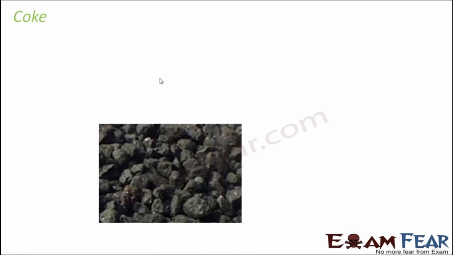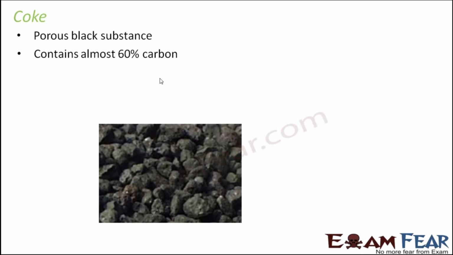And the last one is coke. Coke is the porous black substance which is left as a residue after all the coal is burnt. It is almost a pure form of carbon, because it contains almost 60% carbon, which is a very big percentage. It is used in the manufacturing of steel, because during the process of steel manufacturing, it is used as a reducing agent. In fact, you would be surprised to know that there are certain advantages associated with coke when compared to coal.